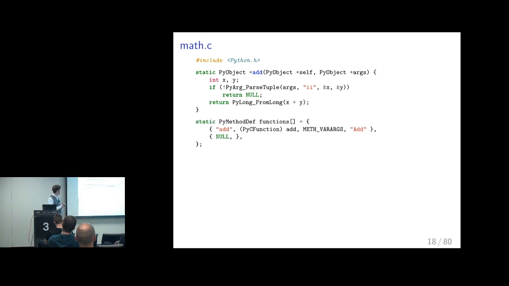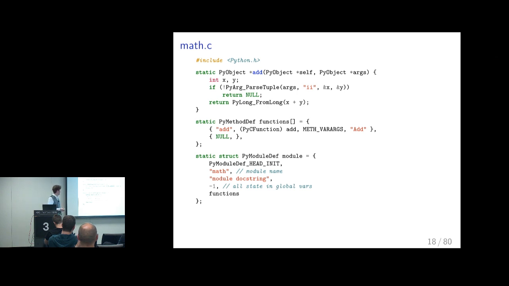Then we register this function in a function table, right? It's just an array of Python's own function definitions, so to speak. And then we create a module definition, because we're obviously building a module. You need a module in Python. With its name, math, its docstring. Now I just put down module docstring, but please be a little bit more elaborate here. Something about interpreter state, which usually should be -1. You have all the state in your global variables. And then we give it the function table.